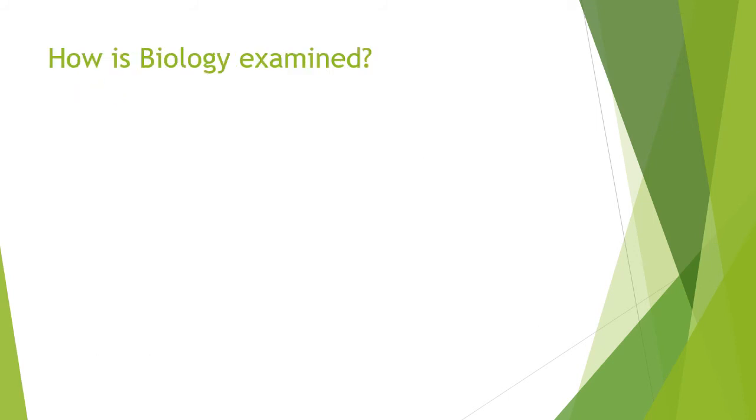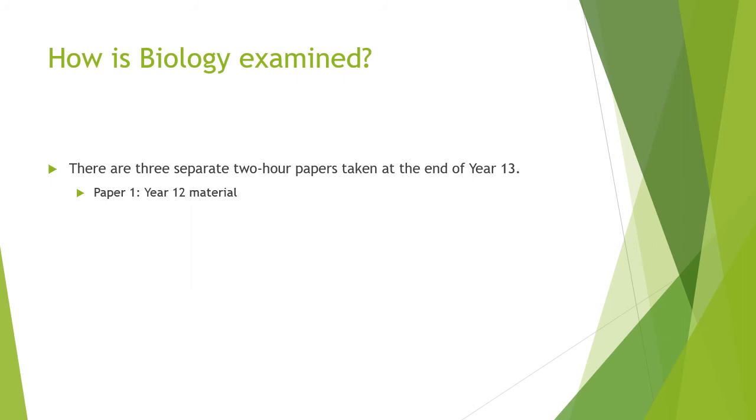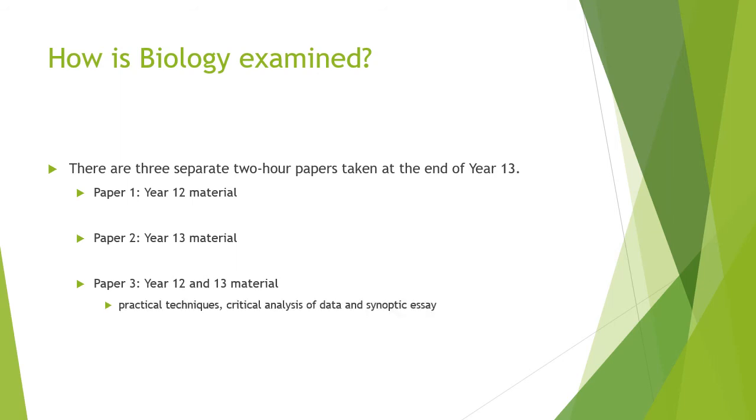How is the biology course examined? There are 3 separate 2-hour papers that are taken at the end of year 13. Paper 1 is a 2-hour paper that is just about the year 12 course. Paper 2 is a 2-hour paper about the year 13 course. And paper 3 is the stranger one, where the year 12 and 13 material can be equally examined. You can be asked anything from the course, but it's focused in on practical techniques, critically analysing data as a scientist, and you also have to write a synoptic essay.